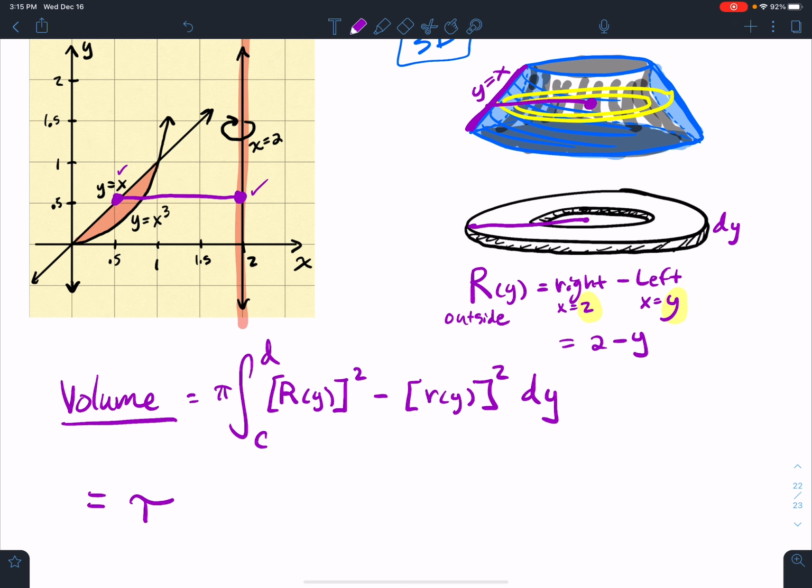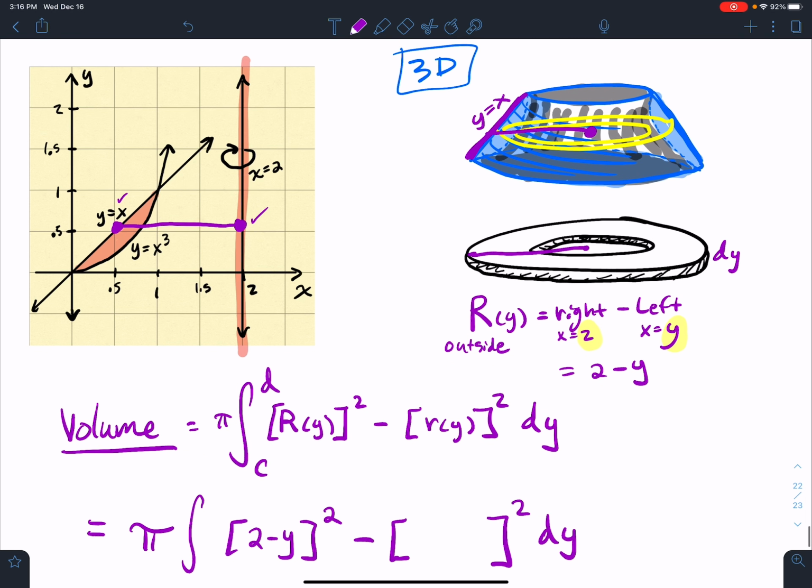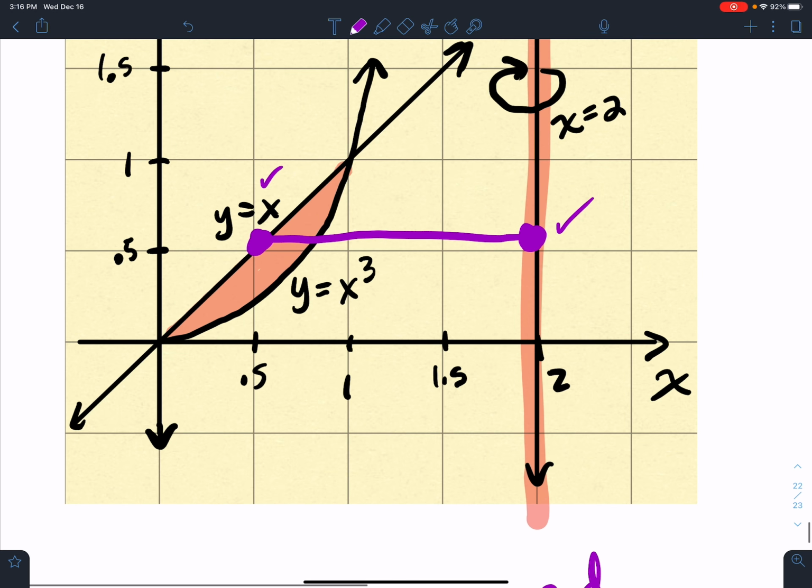So I've got pi, and then the integral c to d of (2 minus y) squared minus, and now I need to figure out what the little radius is and square it. I also need to figure out the bounds on the integral. So where am I summing my rectangles from? Well, my rectangles start where? At y equal to 0, and I sum them up to 1.